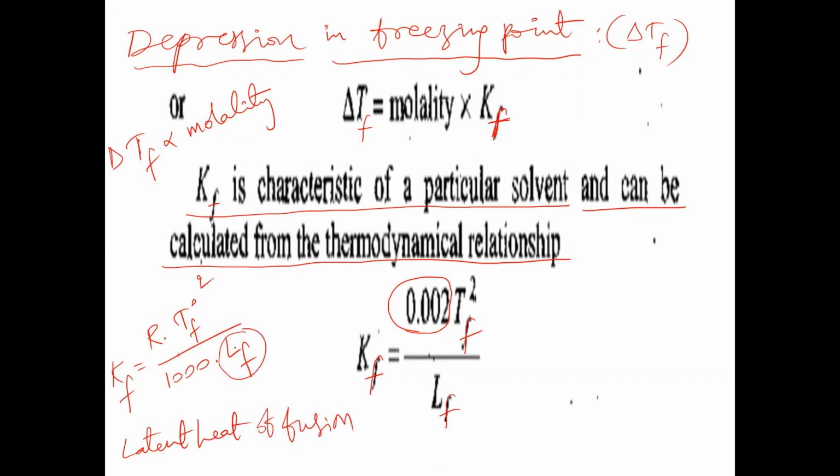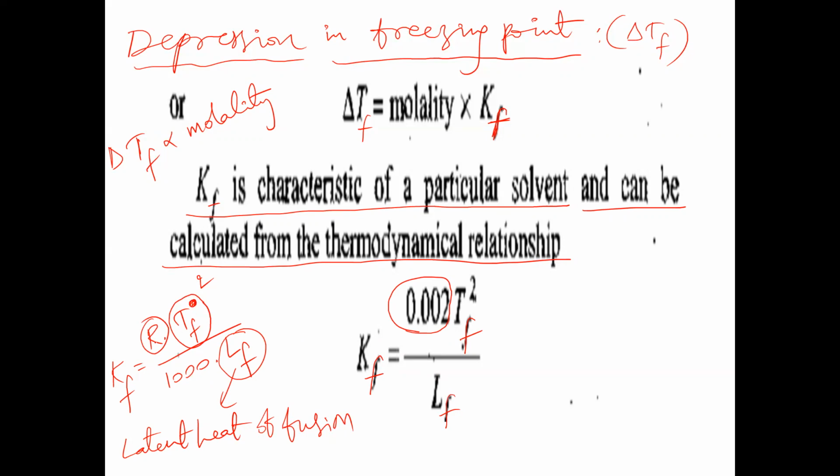LF is called what here? Latent heat of fusion. R is what? Universal gas constant or universal solution constant. The solution constant R, and LF is what here? Latent heat of fusion, and TF naught is what? Freezing temperature of pure solvent. Freezing temperature of pure solvent.